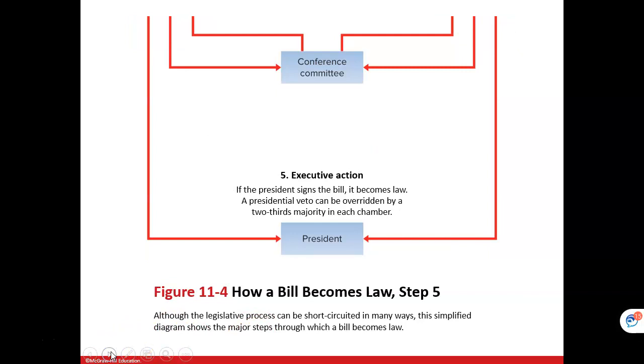So the president has a few choices. Once a bill is passed by a majority of both the House and Senate, then the president can sign the bill. Sign the bill, now it's a law. So it becomes a law. The president can also veto a bill.